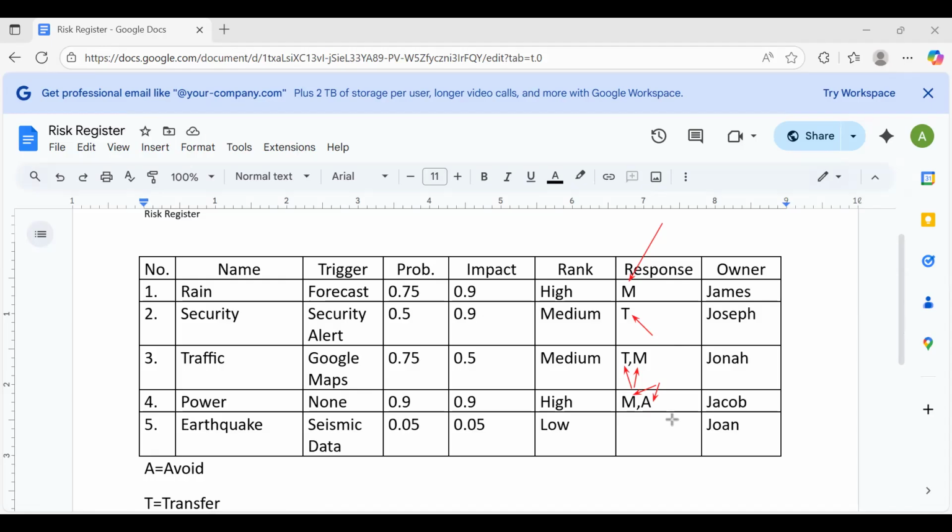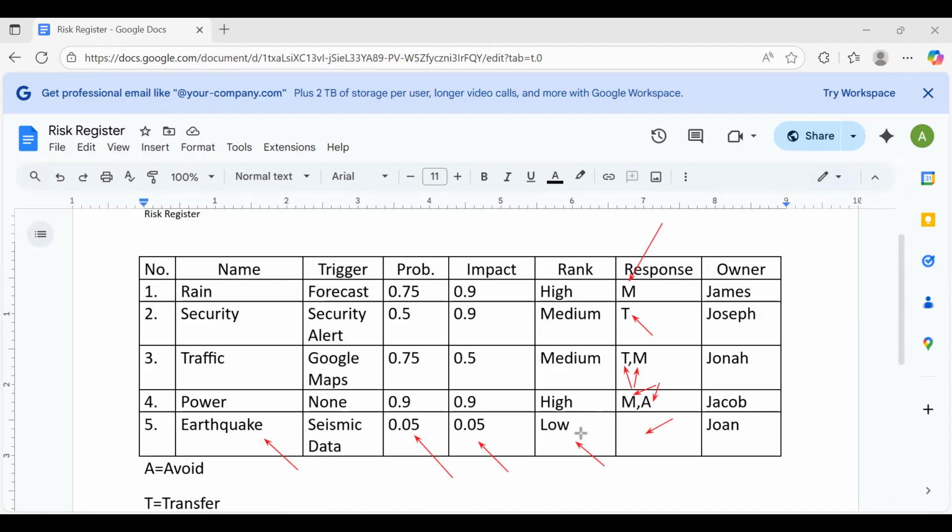Now, what about earthquake? Notice that there's no response. And the reason there's no response is that earthquake is a low ranking risk. So there's no need responding to low ranking risk, because what does low ranking mean? Low ranking means that the probability of occurrence is low and the impact it will even have on the project is low. Look at this probability, this 5%. What is a 5% chance of an earthquake happening? Almost not going to happen.